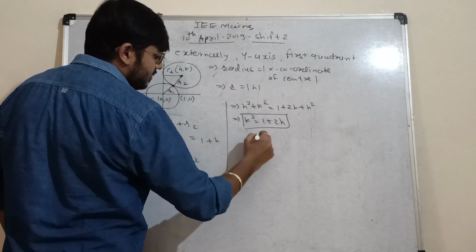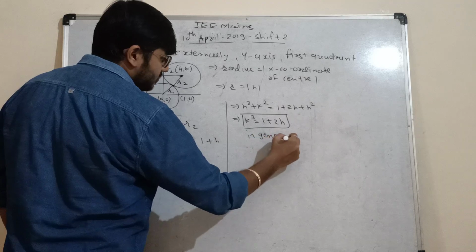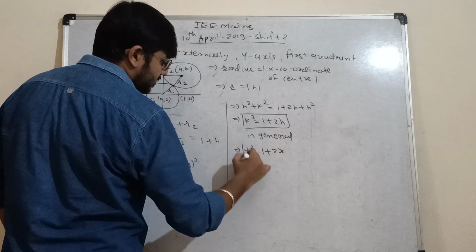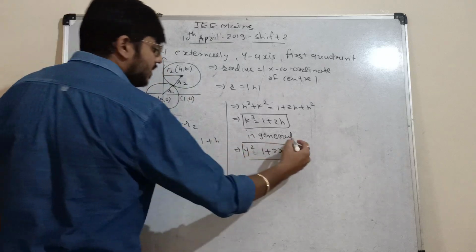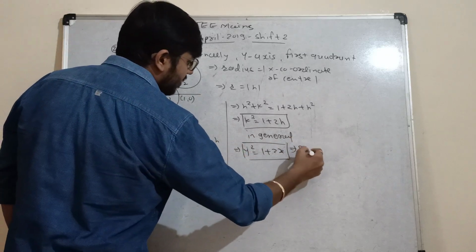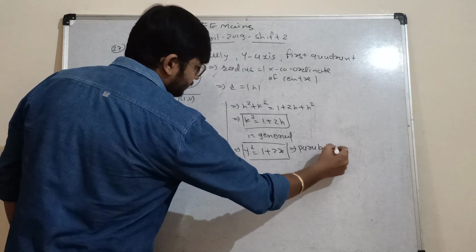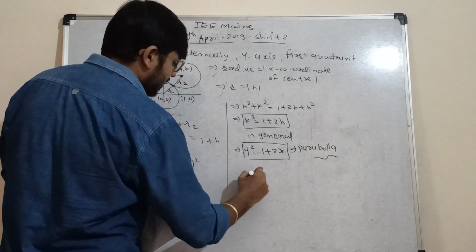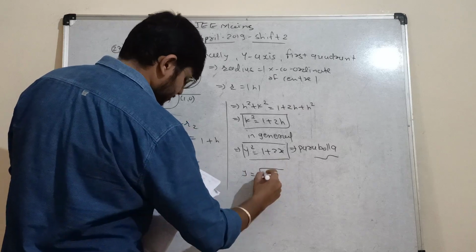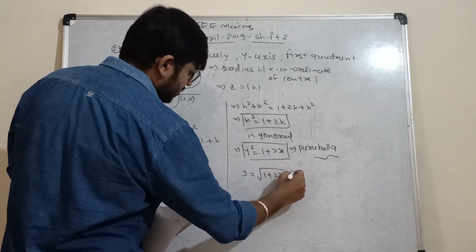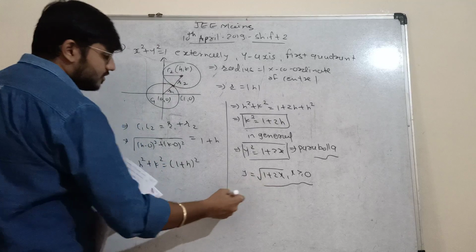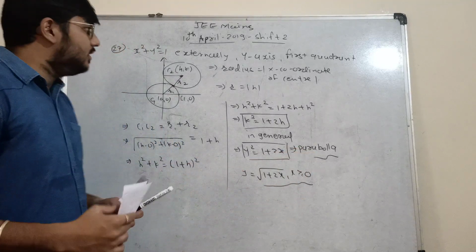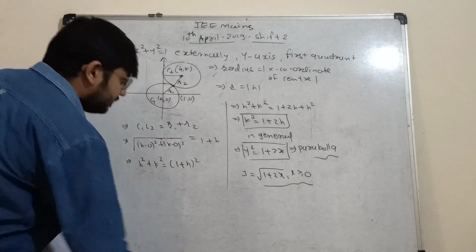So in general, if I want to write it down, it will be y square equals 1 plus 2x, right? This can be considered a parabola also. But as far as the options are concerned, it is y equals root of 1 plus 2x for x greater than or equal to 0. This is from the option I can write down, right? Next question.